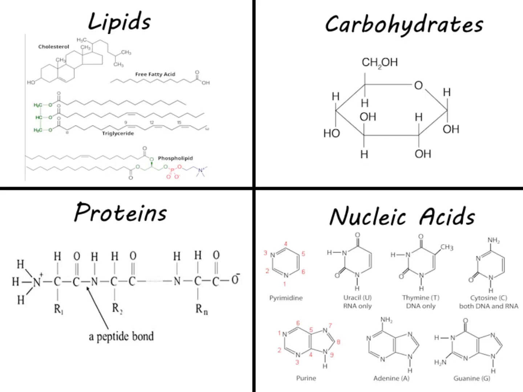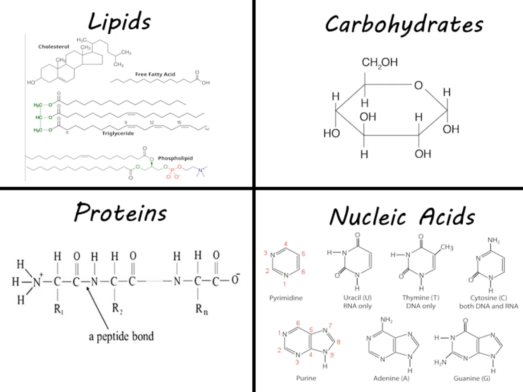Now let's break down the macromolecules, the large complex molecules essential to life. There are 4 major types. Carbohydrates, which are made of sugar monomers. They are key energy sources and structural components in cells. Lipids. These include fats, oils, and phospholipids. They form the bilayer of cell membranes, store energy, and provide insulation.